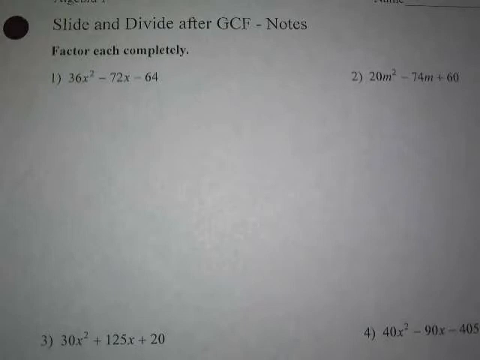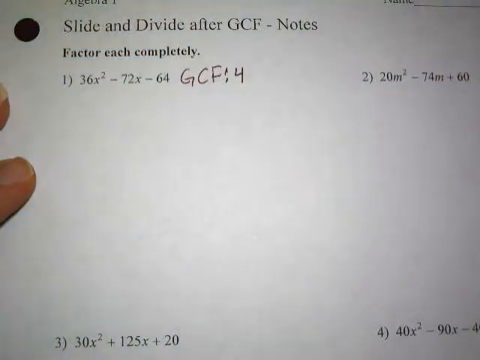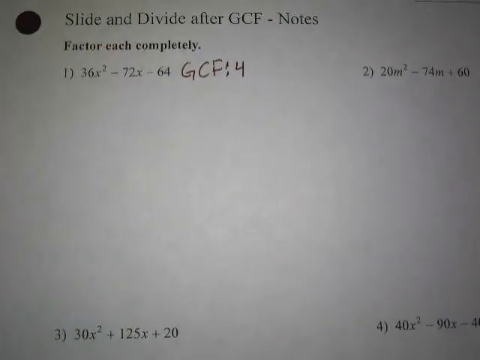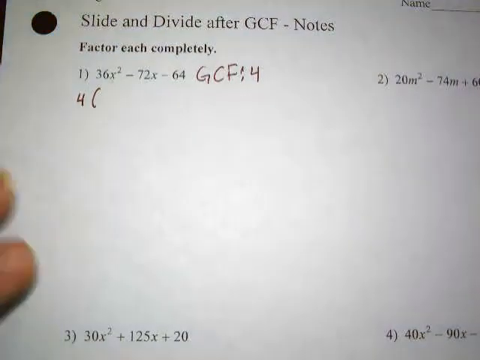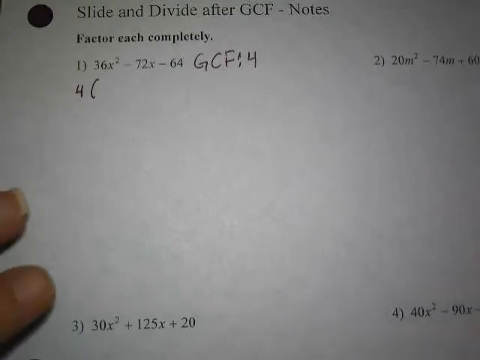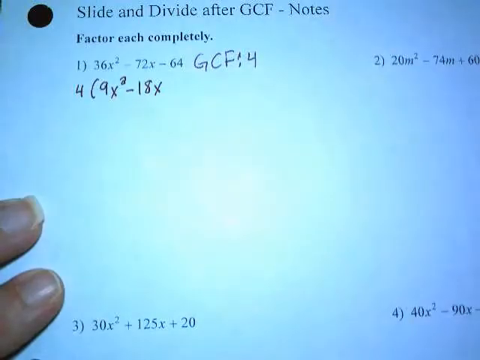So here we have 36x squared minus 72x minus 144. We have a GCF of 4. And we did this the other day, but you're going to divide each of these three terms by 4 as your first step. And we always keep that 4 outside of our parentheses because that still is part of our problem. So 36x squared divided by 4 is 9x squared, minus 72x divided by 4 is minus 18x, minus 144 divided by 4, negative 36.